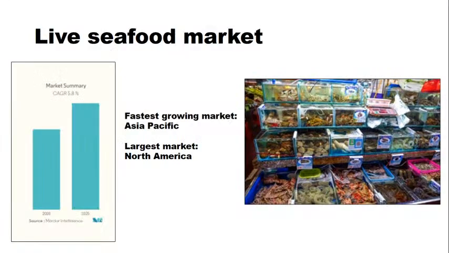This graph over here is the forecast of the live seafood market. The global demand for seafood is expected to witness dramatic growth over the forecast period, and as predicted by the FAO, by 2030, an excess of 40 million additional tons of seafood, which is an increment of almost 30%, will be required to meet our growing seafood demand.